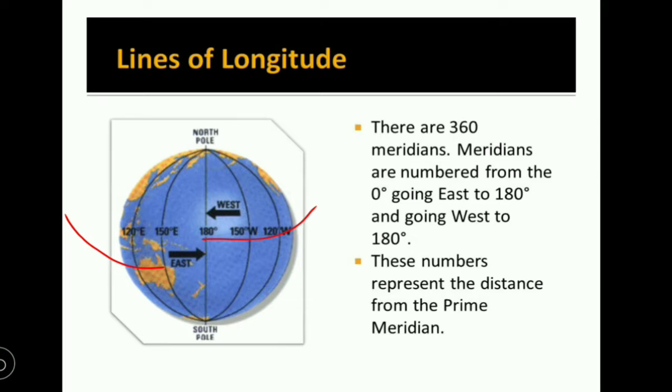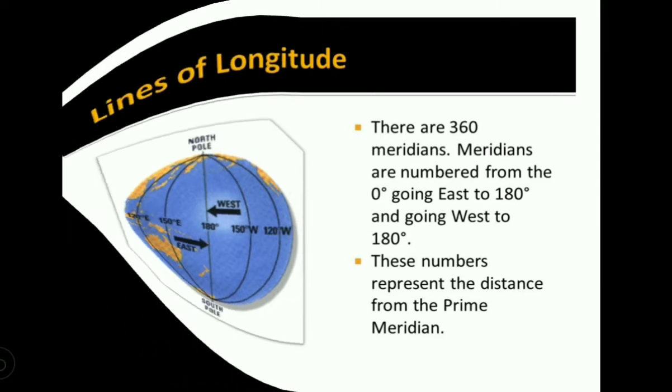These numbers from 10, 20, 30 up to 180 represent the distance from the prime meridian. It means we can measure the distance from the reference point, the prime meridian or Greenwich meridian.